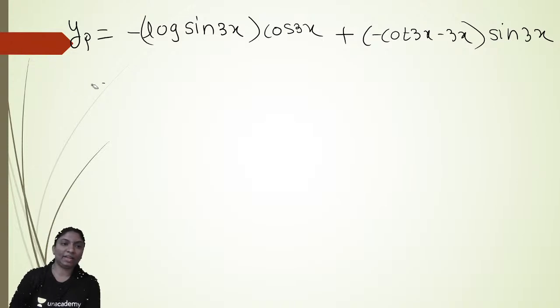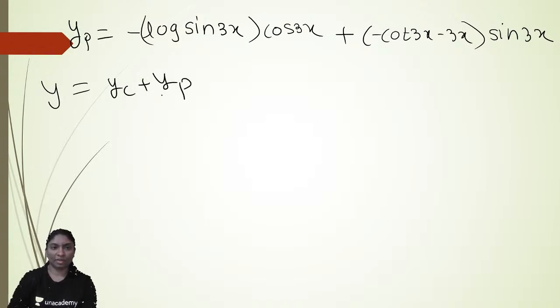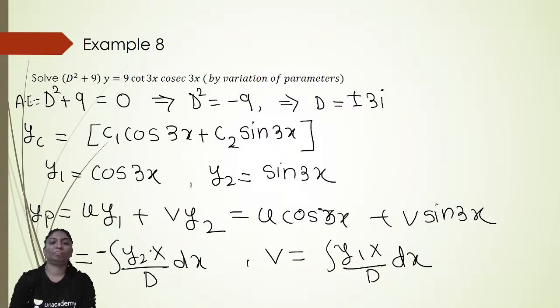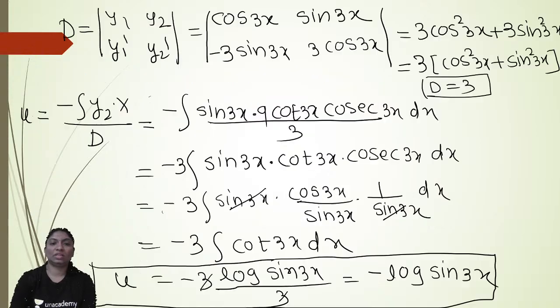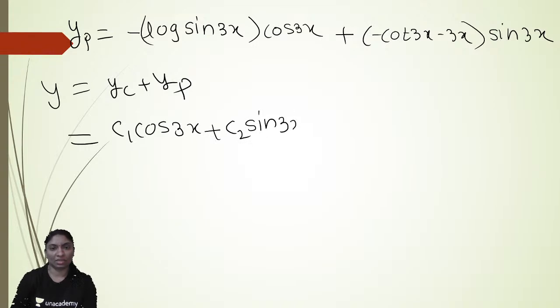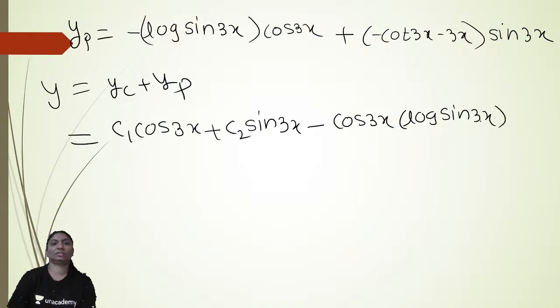Now we can write the final answer. y is equal to yc plus yp. So what is our yc? c1 cos 3x plus c2 sin 3x. And yp is minus cos 3x into log of sin 3x.